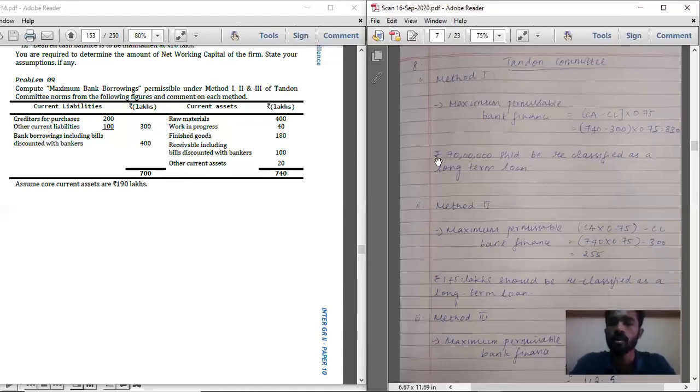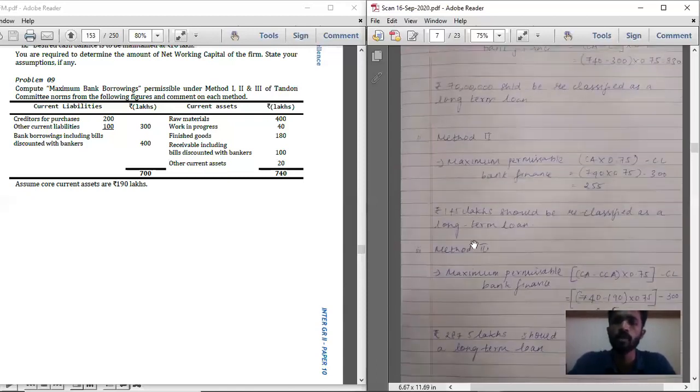So below that comment, record it. Rupees 70 lakhs should be reclassified as a long-term loan. Should be reclassified as a long-term loan. So this is method number 1.